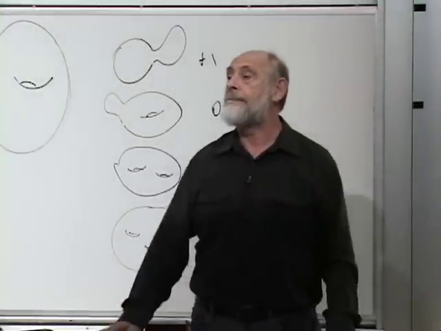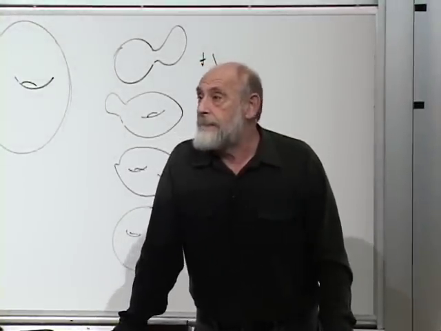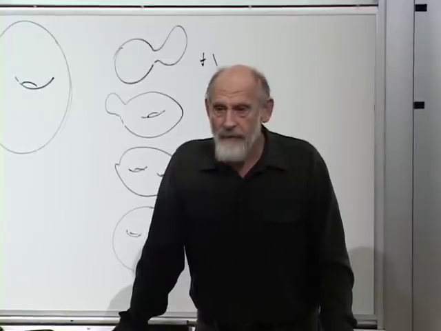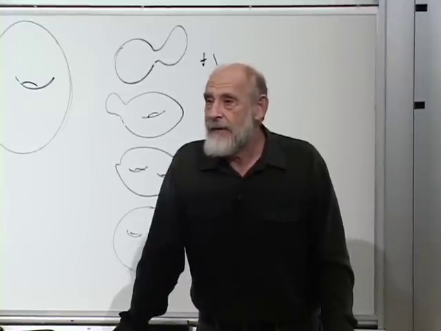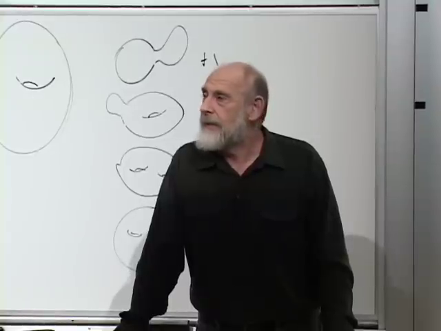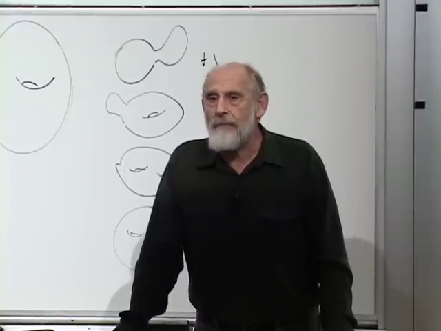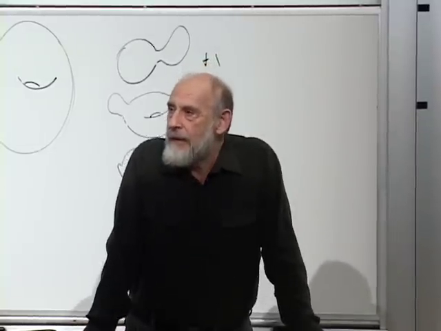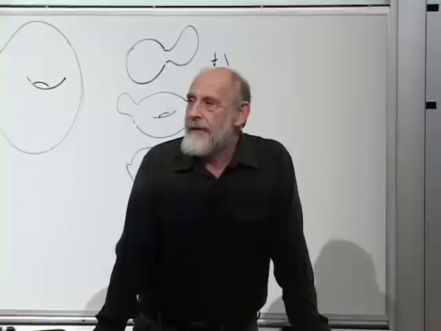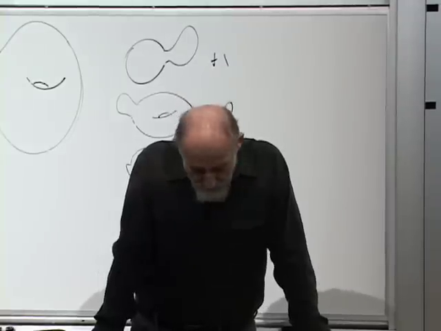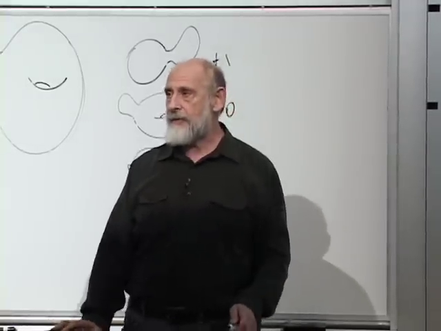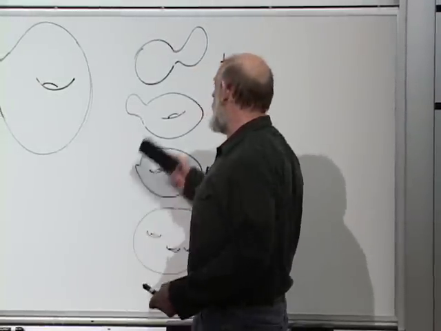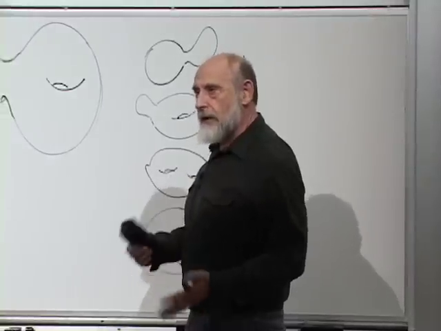Is it possible to put a metric on the torus that's everywhere zero? In other words, make it flat. Well, I mean, picking a metric where the curvature is zero. Yes. You can put a metric on a torus which makes it everywhere flat. That's the point.